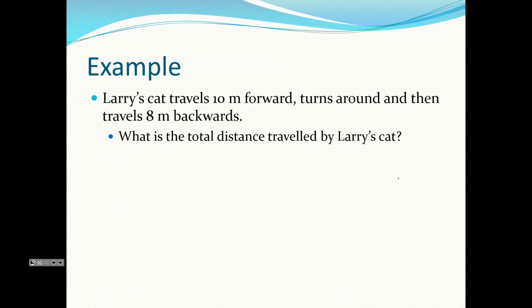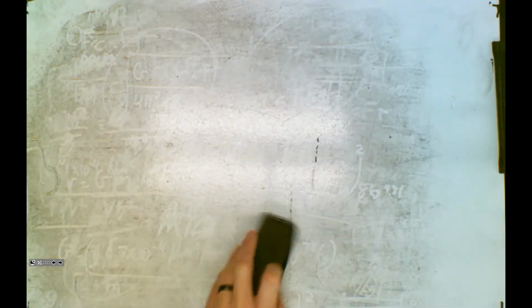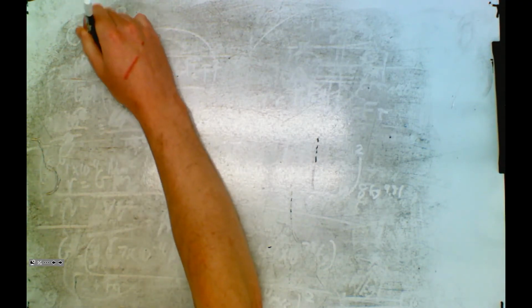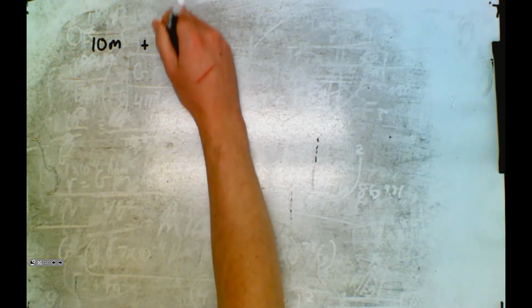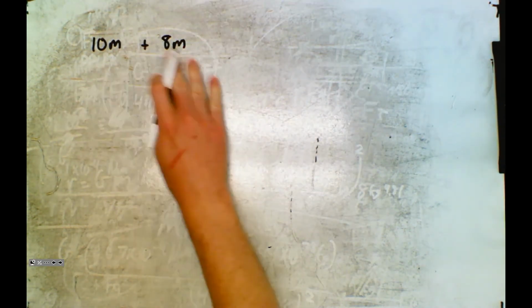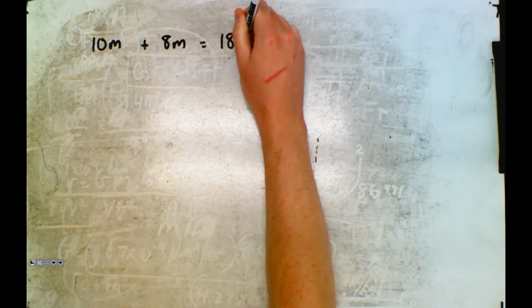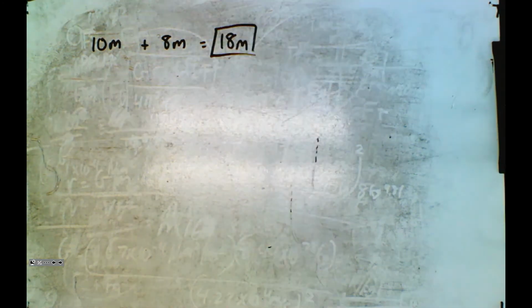So Larry's cat travels 10 meters forward, turns around, then travels 8 meters backwards. What is the total distance traveled by Larry's cat? So if I'm doing this question, right, and I'm looking for distance, well, I don't care about direction. Larry's cat travels 10 meters forward, then 8 meters backwards, but he goes 10 meters and 8 meters for a total of 18 meters.